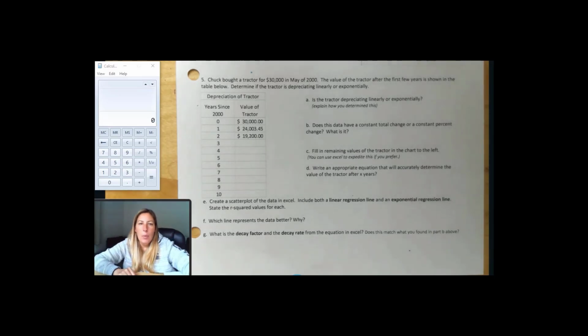Let's go ahead and take a look at what we have going on here. Chuck bought a tractor for $30,000 in May of 2000. The value of this tractor, even after the first few years, is shown in the table below. Let's go ahead and determine if the tractor is depreciating linearly or exponentially. All right, so in order to do this, we have to go back a little bit and think about what is the difference between a linear depreciation and an exponential depreciation.